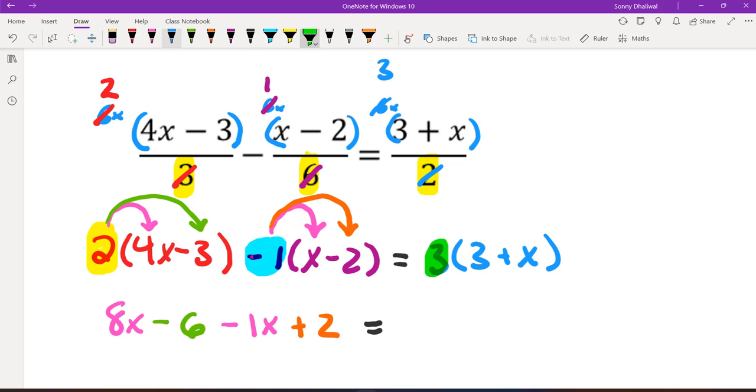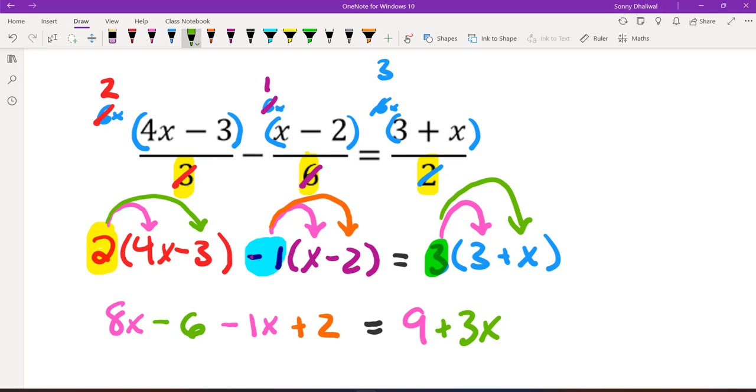There's 3. You take it, you multiply it to the first term. 3 times 3 is 9. That's fine. And we take it, multiply it to the next term. 3 times x is 3x. Is it a positive 3x or a negative 3x? Positive. Yep, good. So now all of the brackets are gone.